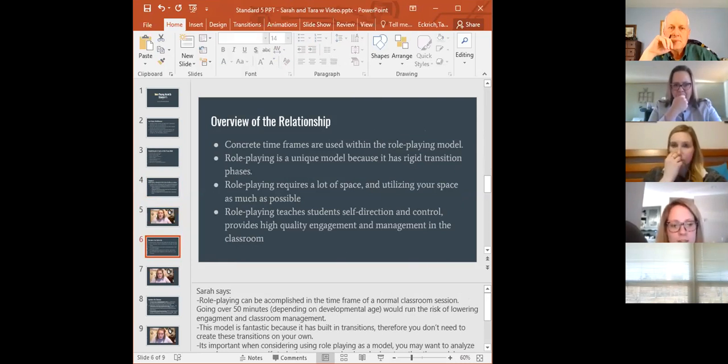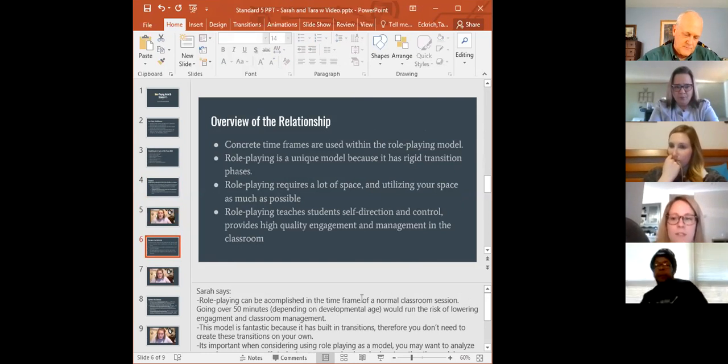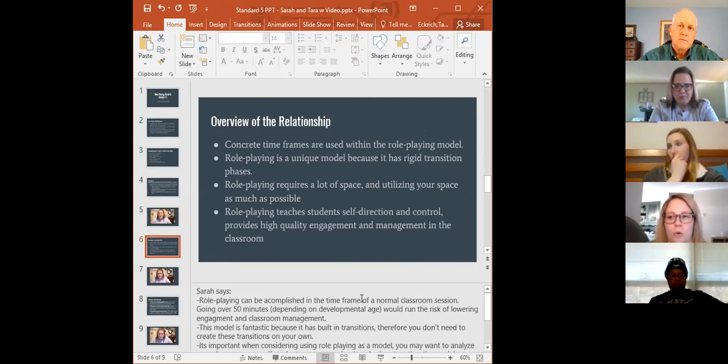So she says here that it's a concrete time frame, so they know when their guidance classes are, they know when they're going to be acting things out. You'll have time as the teacher to set up the classroom how you want it. It's a unique model because it has rigid transition phases, which I talked you through, repeating the acting out and the discussing. And importantly here, role-playing teaches self-direction and control. While they're focused on those things, that's really engaging them. Even though they might not know it, you as a teacher can take pride in the fact that when they're directing themselves through the lesson, that shows high engagement in itself.